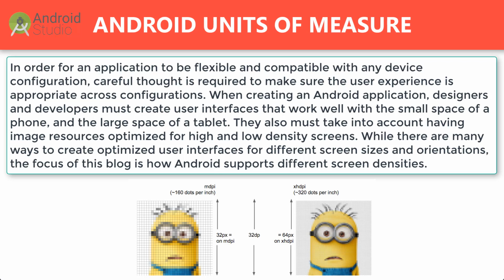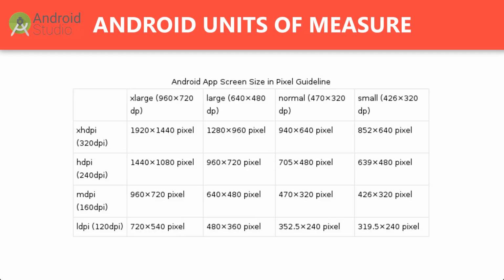For instance, when creating an Android application, designers or developers must create user interfaces that work well with the small space of a phone and the large space of a tablet. You also need to take into account image resource optimizations for high and low density screens. The basic design concept of Android is to have user interfaces with elements that are about the same physical size. Keep in mind that screen density is not resolution, right?